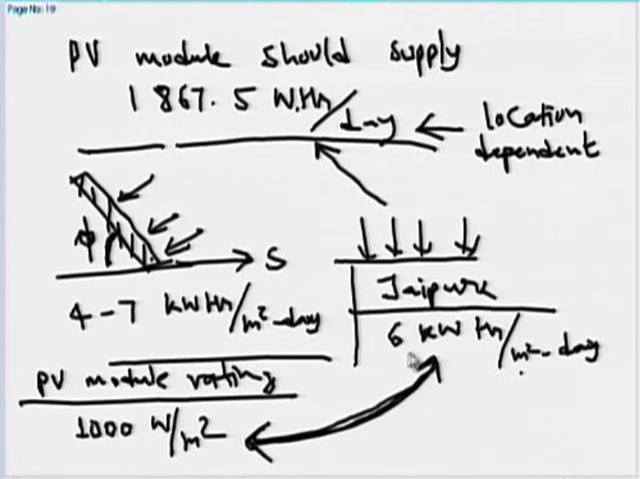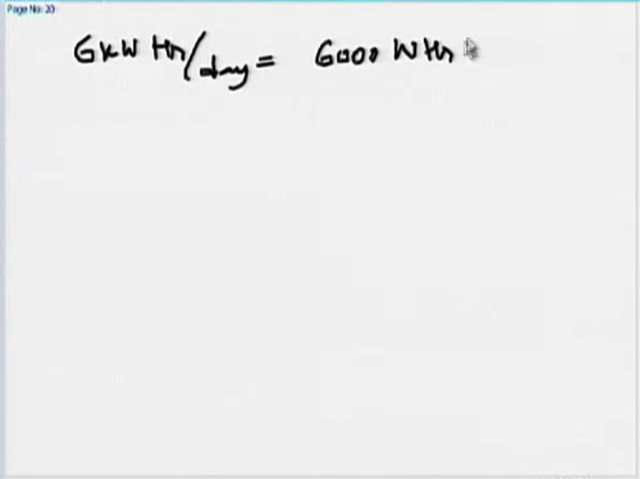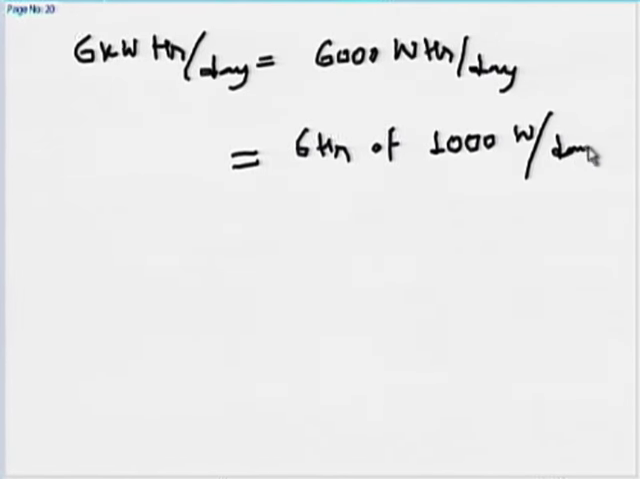Why hour per day? Because my solar radiation is 6 kilowatt hour per day, or I can say it is 6000 watt hour per day, or 6 hours of 1000 watt per meter square. By the way, this is per meter square per day. So, I can say my solar radiation is 6 kilowatt hour per meter square per day, or 6000 watt hour per meter square per day, or 6 hours of 1000 watt per meter square per day.